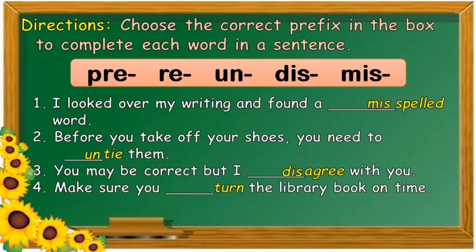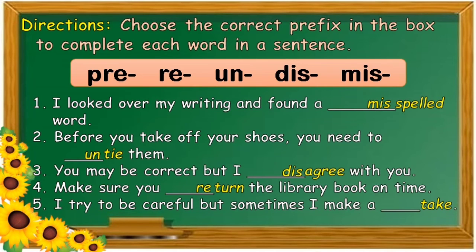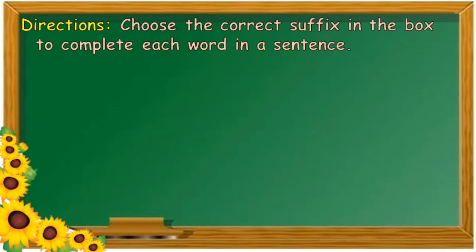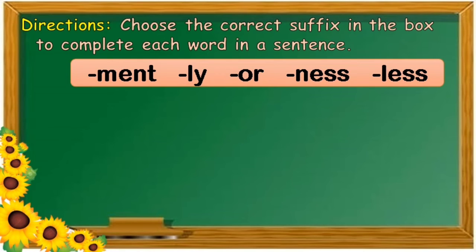Number 4. Make sure you blank turn the library book on time. And the correct answer is re, return. And the last number, I try to be careful but sometimes I make a blank take. Very good. The correct answer is mis, mistake. Next activity. Choose the correct suffix in the box to complete each word in a sentence. The choices are ment, ly, or, ness, and less.